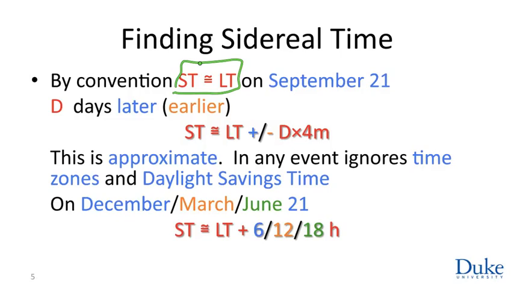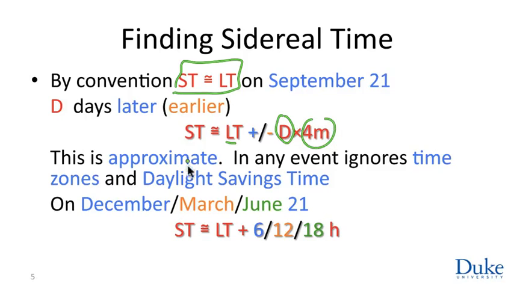And then if we know that, we can compare the two at any time before or after September 21st, because we know that the sidereal clock runs faster. A solar day is 4 minutes longer than a sidereal day. So a day later, the sidereal clock will have run ahead and be 4 minutes fast, and D days after September 21st, the sidereal clock is ahead of the local clock by D times 4 minutes. D days before September 21st, it was behind by 4 minutes and catching up.